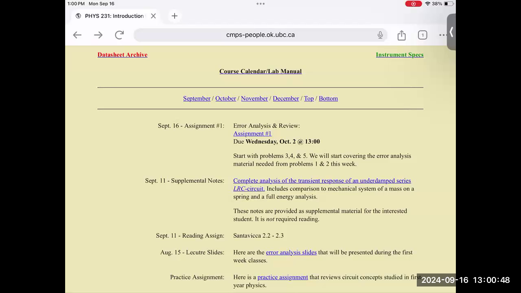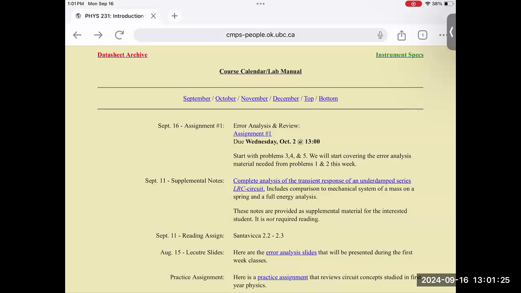About the assignment, there's 5 questions that are going to be graded. The first 2 problems are on error analysis, and we haven't talked about that yet. So we're going to start talking about that this week. If you want to get an early head start on the assignment, you should start with questions 3, 4, and 5, which are like analyzing circuits using standard Kirchhoff junction rule and loop rule type methods. And in some cases, combining resistors in parallel and series and that kind of stuff.